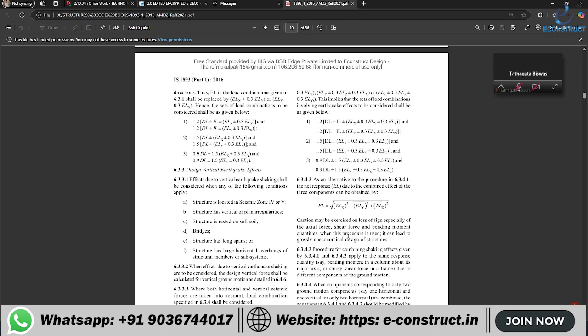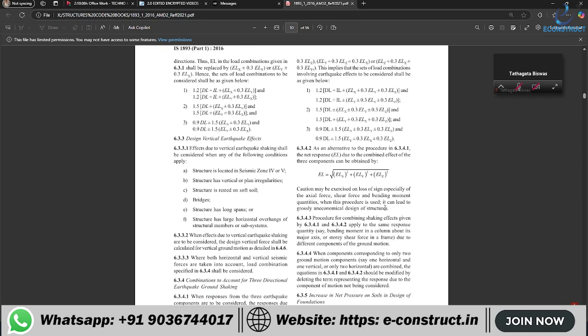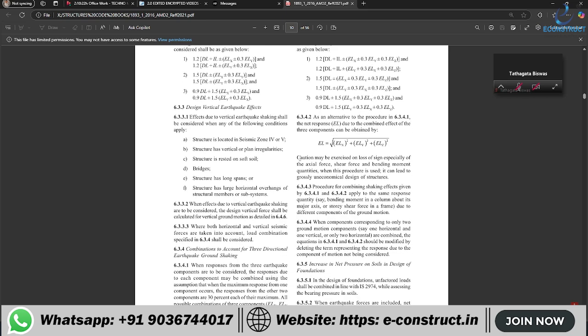Yeah. So caution may be exercised on loss of sign, especially of the axial force, shear force and bending moment quantities when this procedure is used. It can lead to grossly uneconomical design of structure. Correct. So this caution is there. It is written: caution may be exercised on loss of sign, especially of the axial force, shear force and bending moment quantities when this procedure is used, it can lead to a grossly uneconomical design of structures.